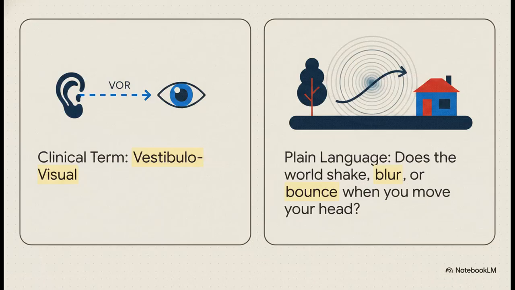Here's a clinical pearl for you. A lot of patients won't just volunteer these symptoms. You have to ask about them directly. A simple question like, does the world seem to shake, blur, or bounce when you move your head, can be incredibly revealing. A yes there points you straight to the VOR and can be a massive clue, especially when you're thinking about something like bilateral vestibular loss.